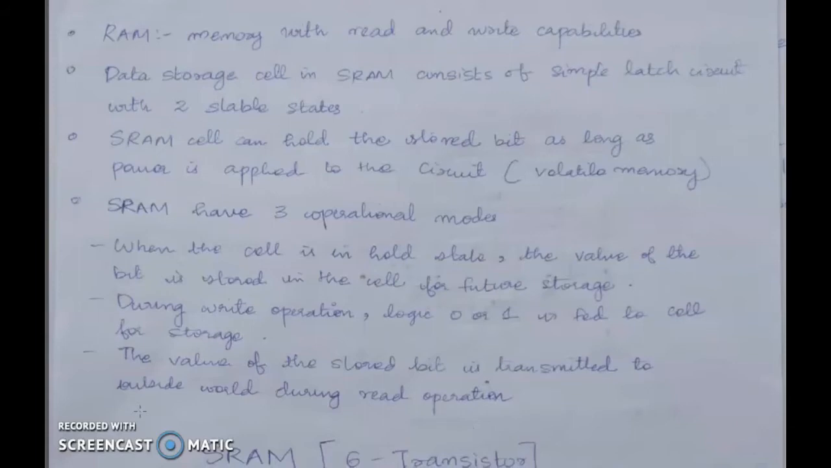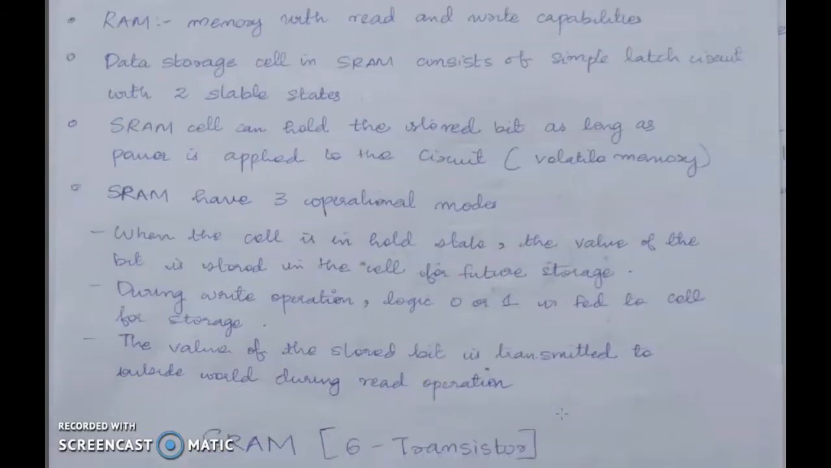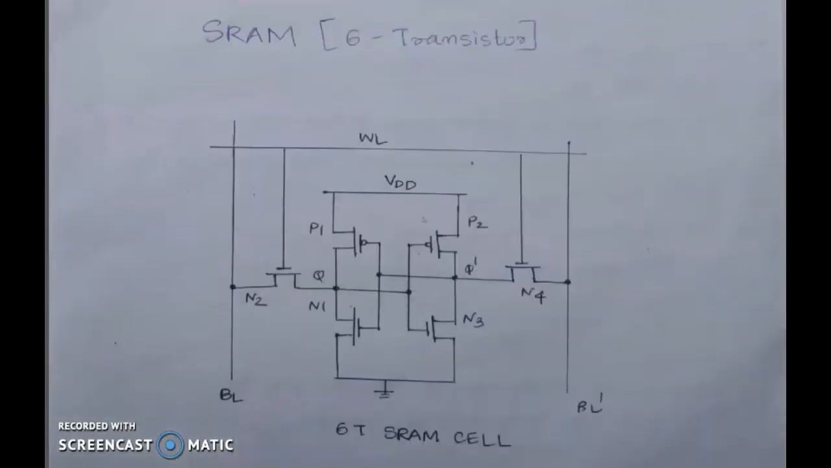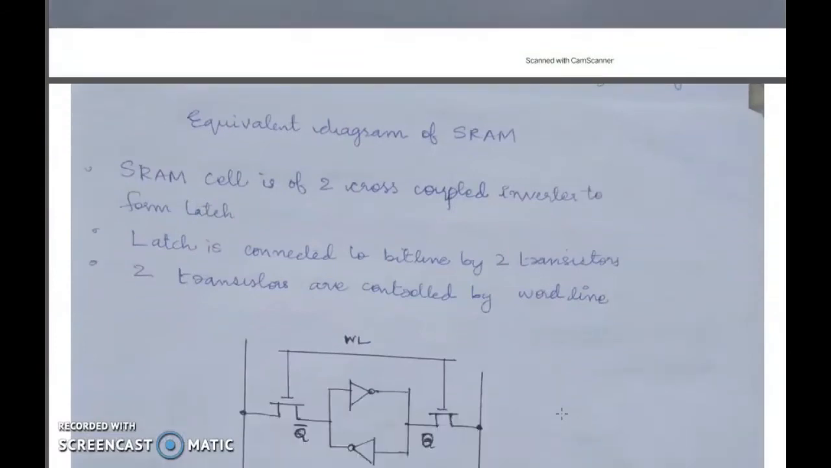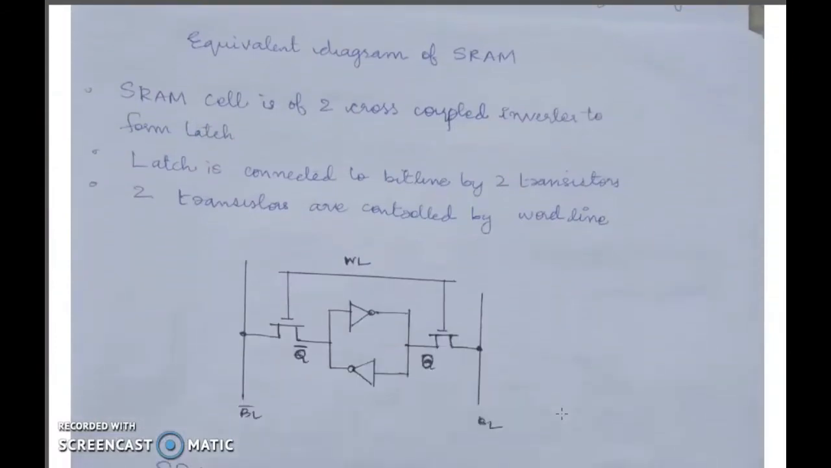Next, let's see the 6T SRAM cell. 6T means 6 transistor SRAM cell. So before going to the details of this 6 transistor SRAM cell, let's see the equivalent diagram of this memory cell. As we said earlier, an SRAM cell consists of a simple latch. We know that two cross-coupled inverters can form a latch. Cross-coupled inverter means the output of one inverter is connected to the input of another inverter.